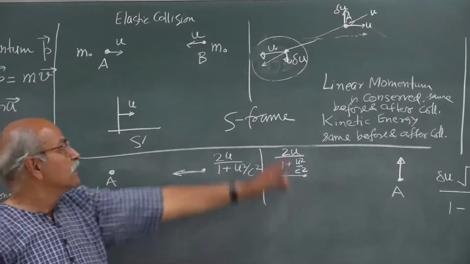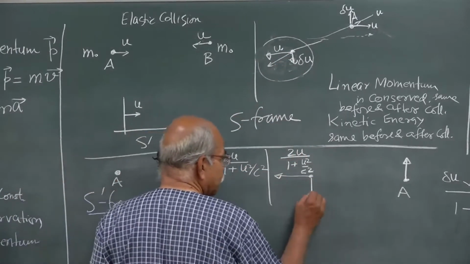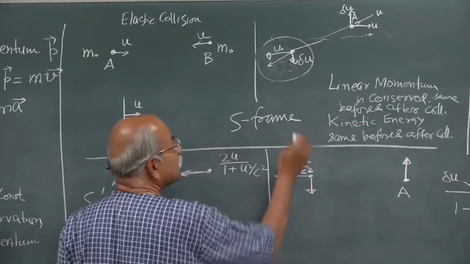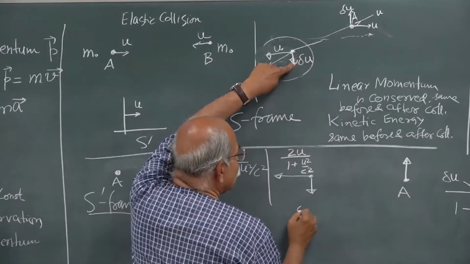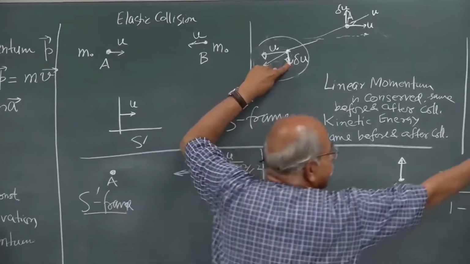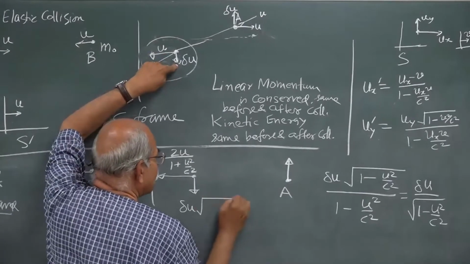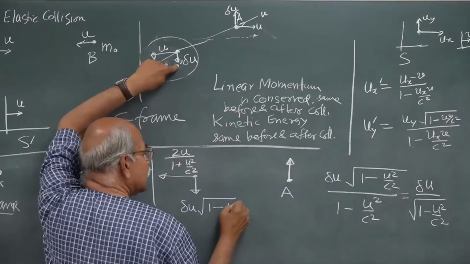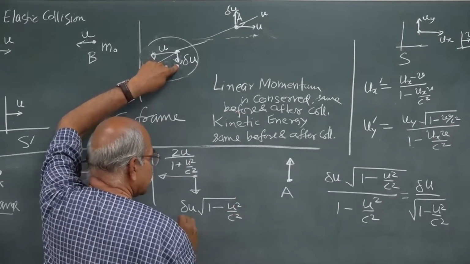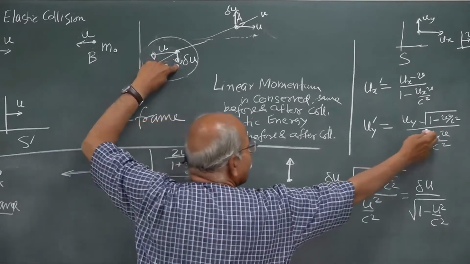And the y component is delta u here. So with a similar transformation, the y component will be what? That will be delta u. Look here, this is uy, and then the square root of 1 minus v, the frame velocity, which is u here, so u square by c square, divided by 1 minus ux.